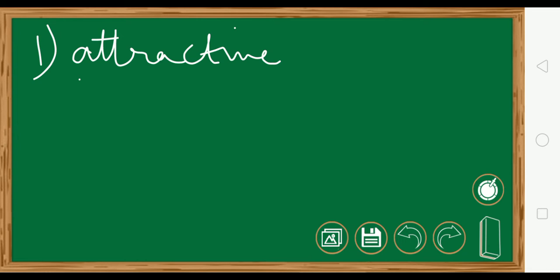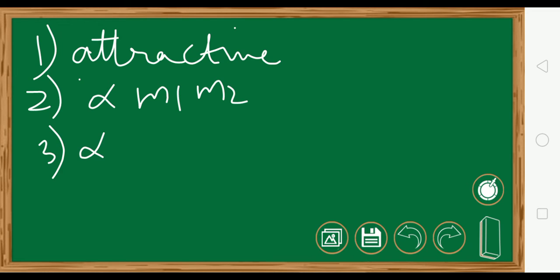Then it is directly proportional to the product of the masses. It is inversely proportional to the square of the distance. The more the distance, the less the force. The nearer it is, meaning the less the distance, the more the force will be. Everybody knows that. The farther we go, the force of attraction will reduce. The nearer you are, the force of attraction will be more.